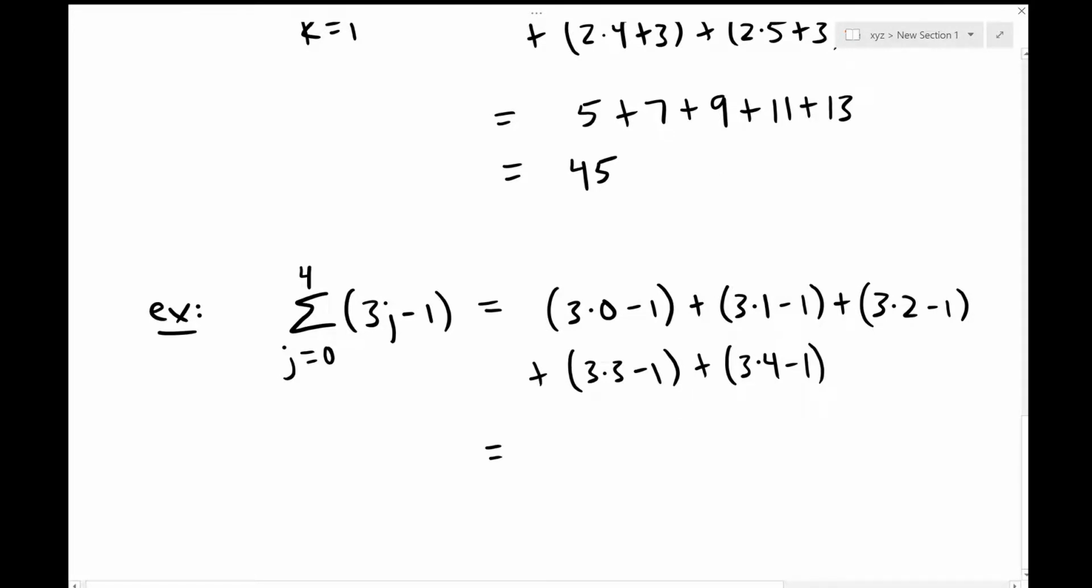So for the first term, we'd have 3 times 0 minus 1, so it would just be negative 1. Next, we have 3 times 1 minus 1, which becomes 2. Then we have 3 times 2 minus 1, which would be 5. Next, we have 3 times 3 minus 1, which is 8. And finally, 3 times 4 minus 1, which is 11. And adding these results together, we should get a final sum of 25.